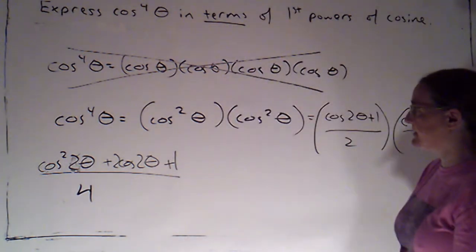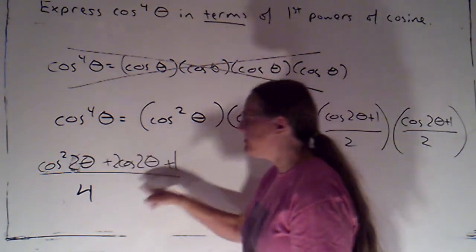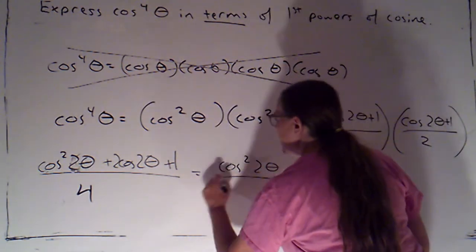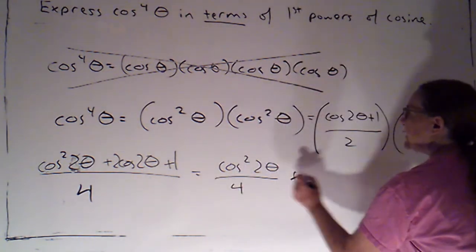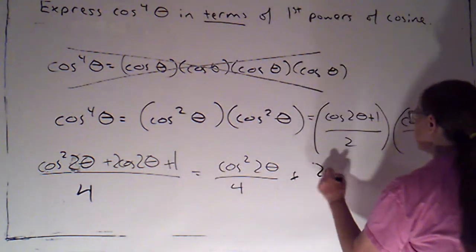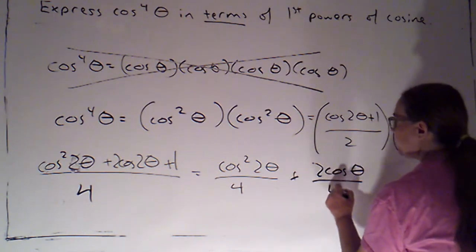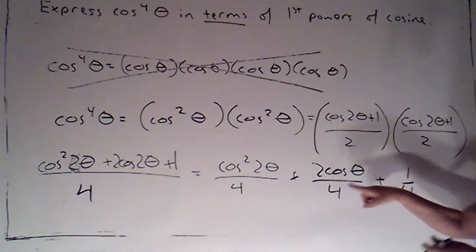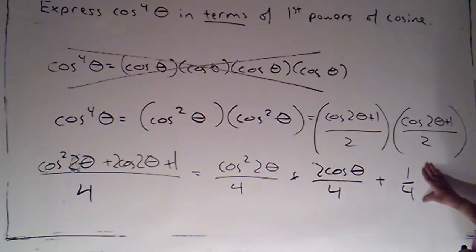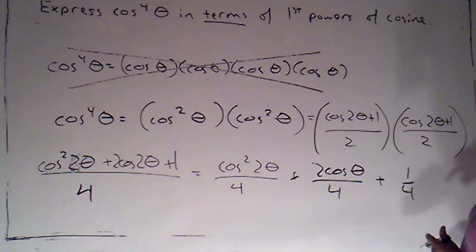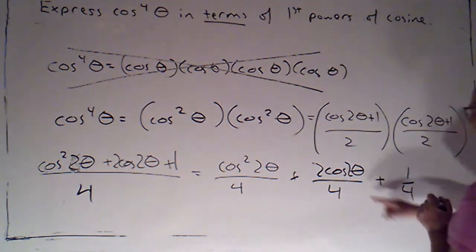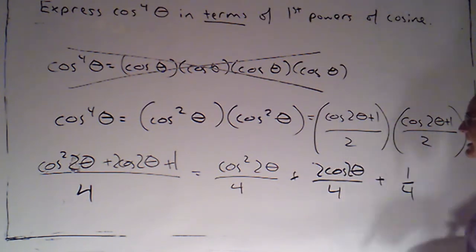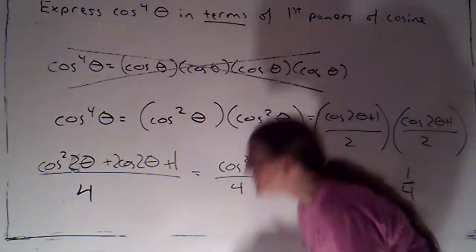Okay, excellent. Now I'm just going to distribute that division by 4. So I've got cosine squared 2 theta over 4 plus 2 cosine 2 theta over 4 plus 1/4. Now obviously I can reduce the 2 and the 4 here. I'll do that in a moment. But basically this term's just a number. This term involves, I'm sorry, that's a 2 theta right there. But that's a first power of cosine, just evaluated at 2 theta. This is the term that I really need to change.